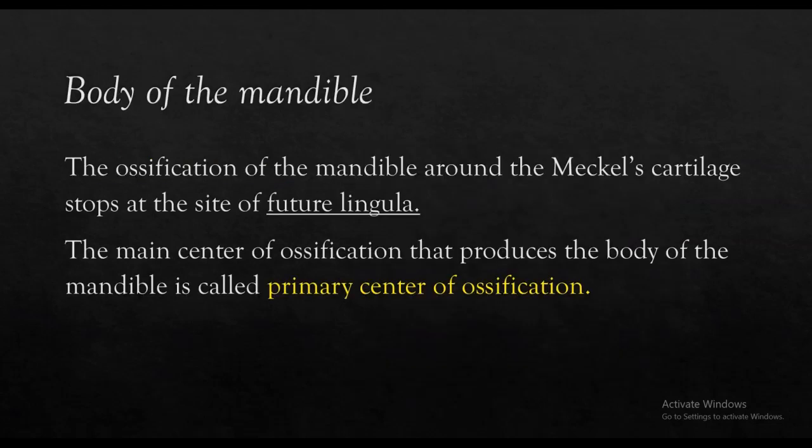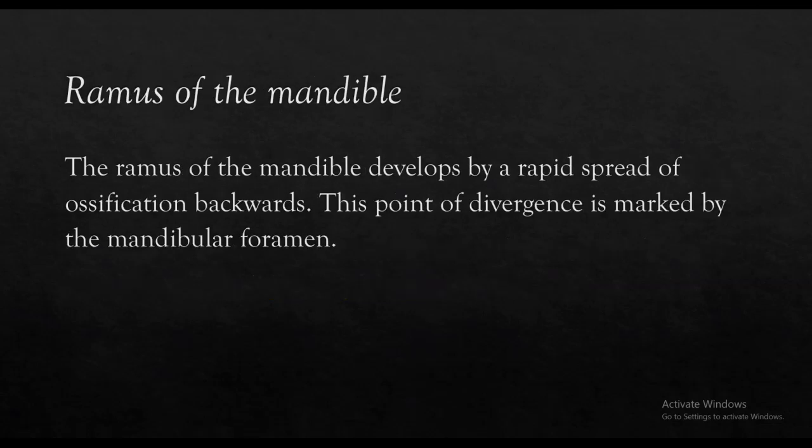The ossification stops at the site of future lingula. By this process of growth, the original primary center of ossification produces the body of the mandible. The ramus of the mandible develops by a rapid spread of ossification backwards, making a divergence at the level of the mandibular foramen.